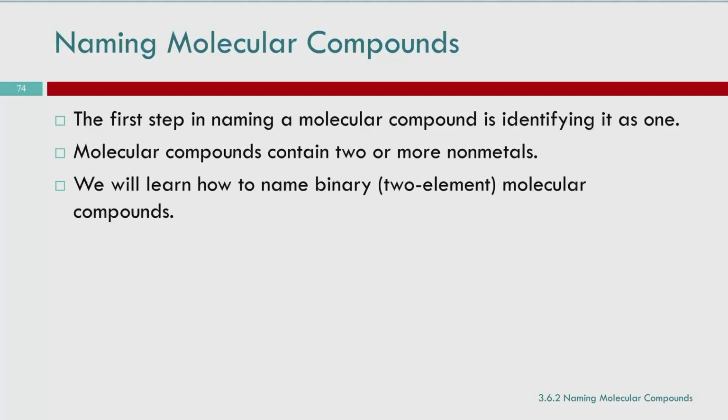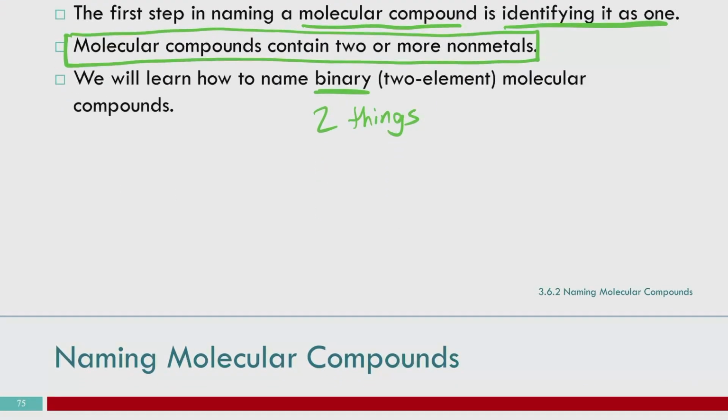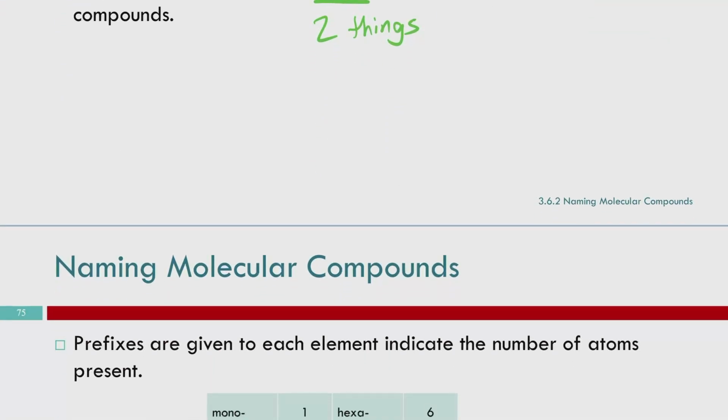So the first step, just like with ionic compounds, the first step in naming a molecular compound is identifying it as one. Molecular compounds contain 2 or more nonmetals. We are going to be learning the simplest form of molecular compounds, binary. Binary means two things. In this case, the 2 things we're talking about are 2 elements. So we're going to learn 2-element molecular compounds.